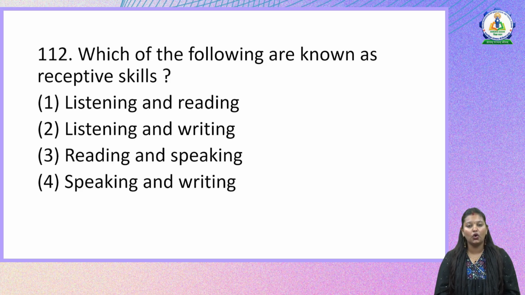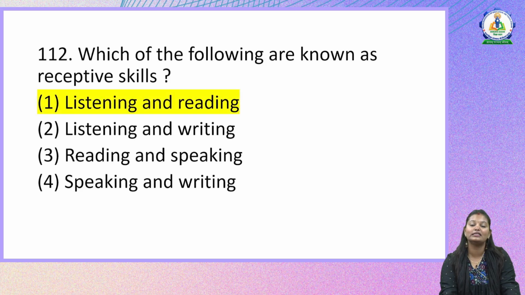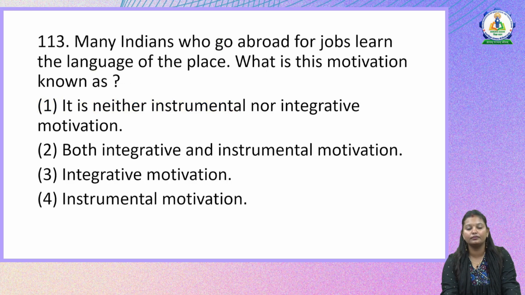So let us look at the options. Option 1, listening and reading. Option 2, listening and writing. Option 3, reading and speaking. And option 4, speaking and writing. So when we talk about receiving information or when we go through it, we are trying to understand. The correct answer here would be option 1, that is listening and reading. Let us move on to the next question.